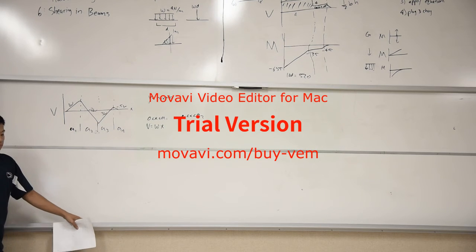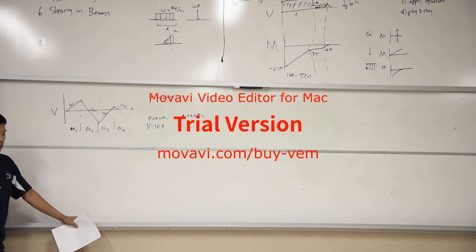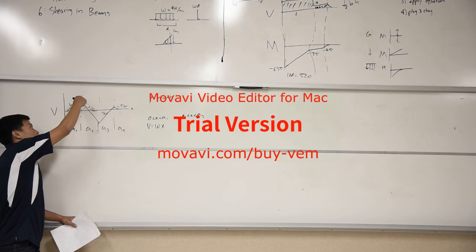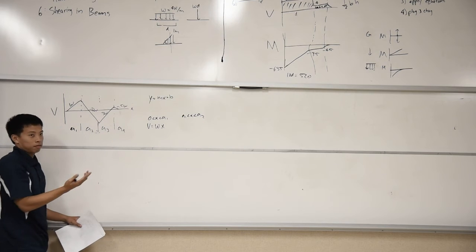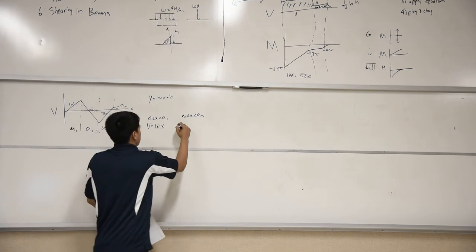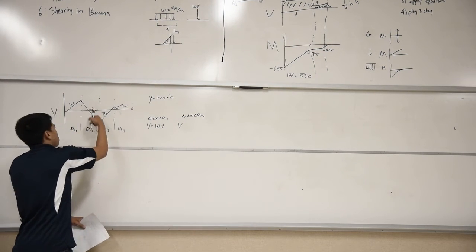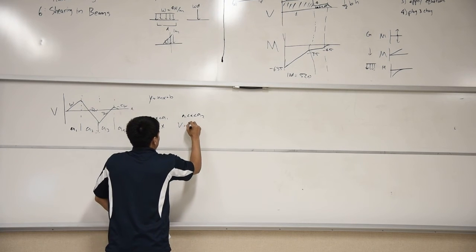Okay? How do you approach this line? You start from this point, and you're going down. That's what it is, okay? So your shear value, what's the slope? The slope is negative 2w.